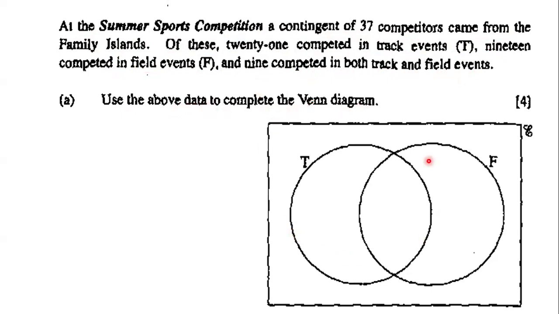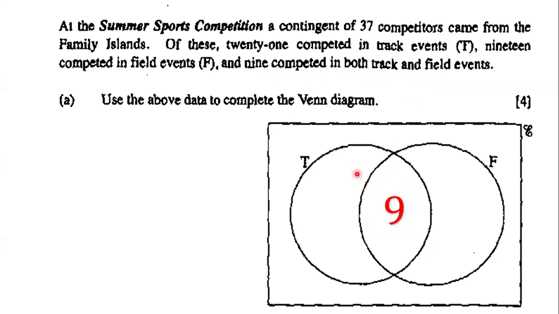So here we have a Venn diagram, and we need to complete it using the data above. Notice that it says that 9 competed in both track and field events. And so that means that we're going to put the 9 in the middle, in the intersection, because 9 competed in both track and field. So we're going to put the 9 here.